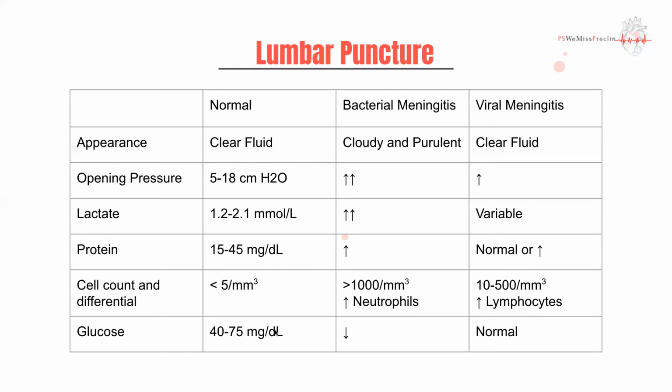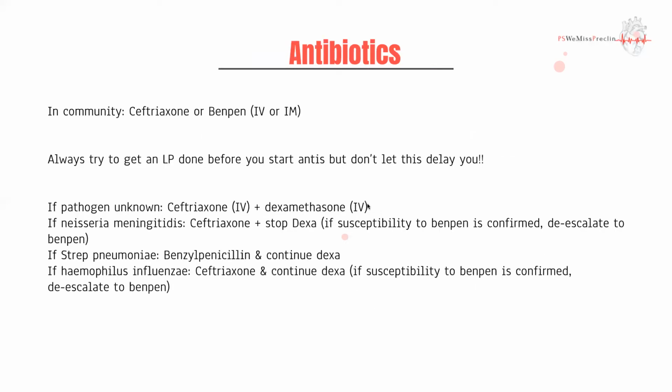The glucose, which is normally 40 to 75, is going to be decreased in bacterial meningitis. And this is because the bacteria is going to be using up that glucose as a source of energy, while viruses don't necessarily do that.